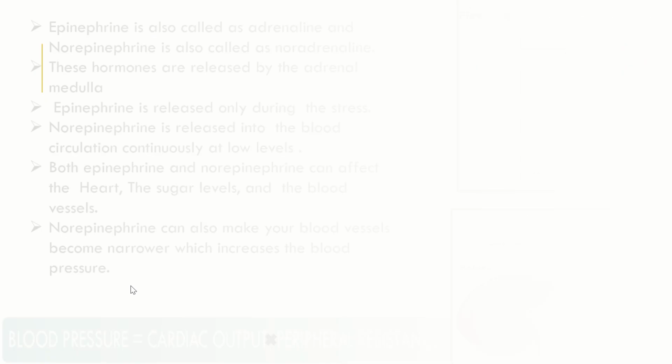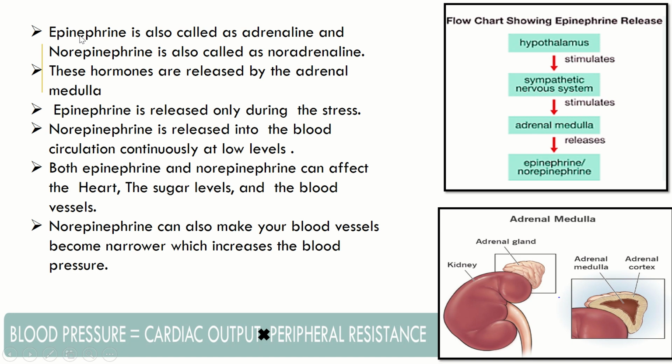We'll see more about it so that it's helpful for us. Epinephrine is also called adrenaline. Then we will be able to understand, because every time we use the term adrenaline, epinephrine is also called adrenaline and norepinephrine is also called noradrenaline. These hormones are released by the adrenal medulla. If you see the kidney, there is a gland over it called the adrenal gland. The adrenal gland is made up of the adrenal cortex and adrenal medulla. From this adrenal medulla only, the epinephrine and the norepinephrine are released.